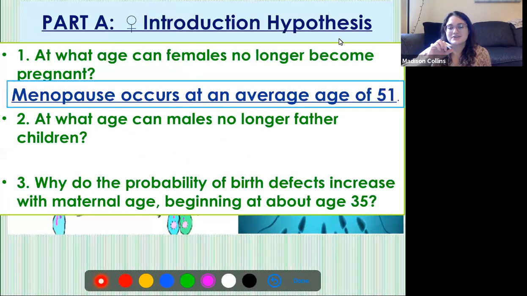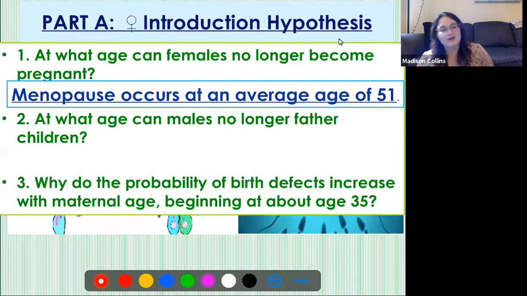All right, number 1, at what age can females no longer become pregnant? So menopause occurs in women at around an average age of 51. Now, menopause is when the hormone levels in women start declining, meaning that the menstrual cycle is not going to happen anymore. And the menstrual cycle is what allows a woman to become pregnant. So once that stops happening, it's game over. Not really, but as soon as menopause occurs, that woman can no longer become pregnant. It varies depending on the woman, but usually it occurs around an age of 51.